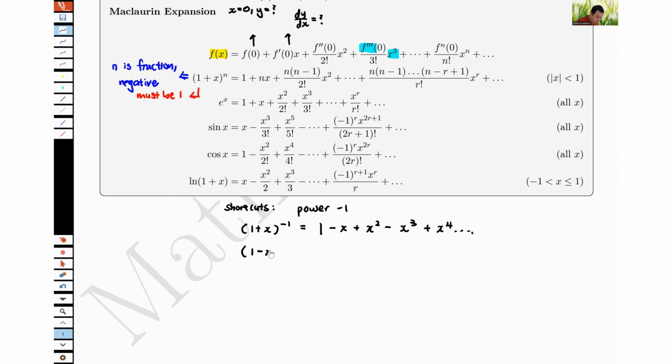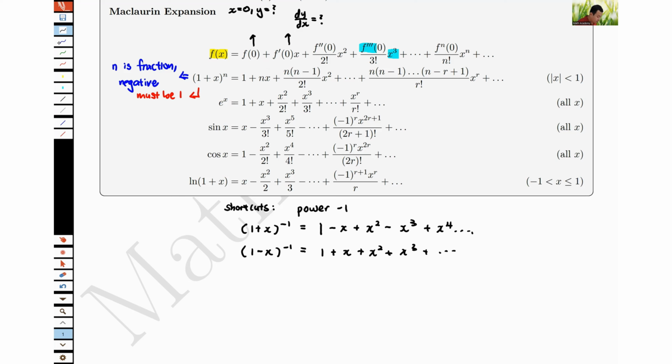Second, I can also have negative inside. But if it's negative, it just means that we're going to replace all the x to minus x. So that will become 1 + x + x squared + x cubed, and so on. It's even easier. The first one is all with alternating signs. The second one, everything plus. You don't need to show the proof. You can use these shortcuts directly in the questions.